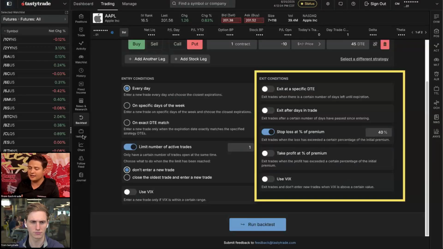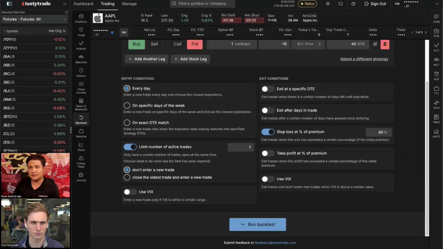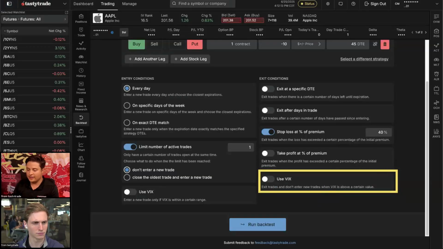And then finally there, similar to the entry condition, we can also use the VIX as a reference here. So we'll exit trades and not enter any trades if the VIX is above a certain amount. If we were to check that, you'll see that we're able to set a minimum value for the VIX.